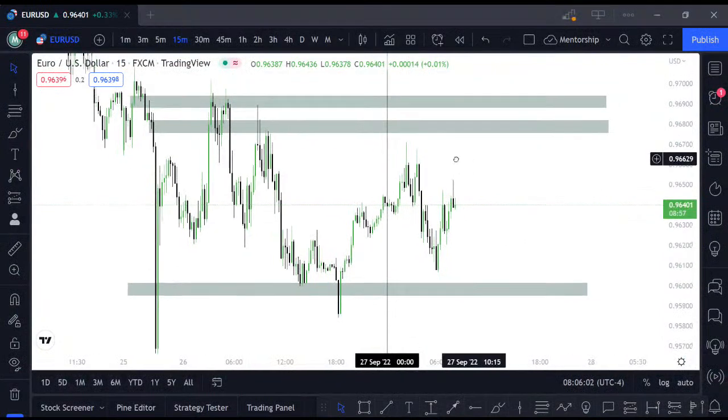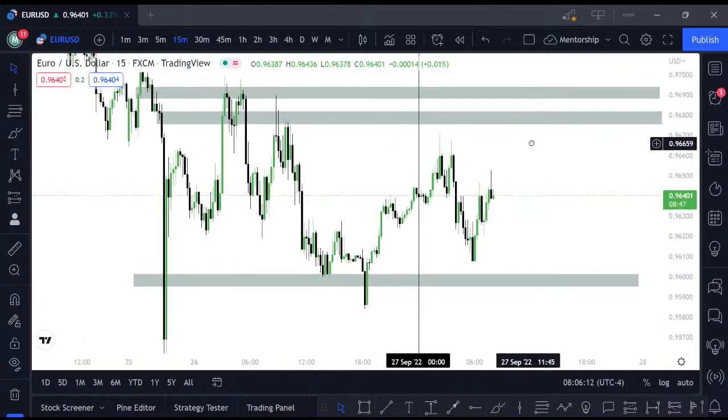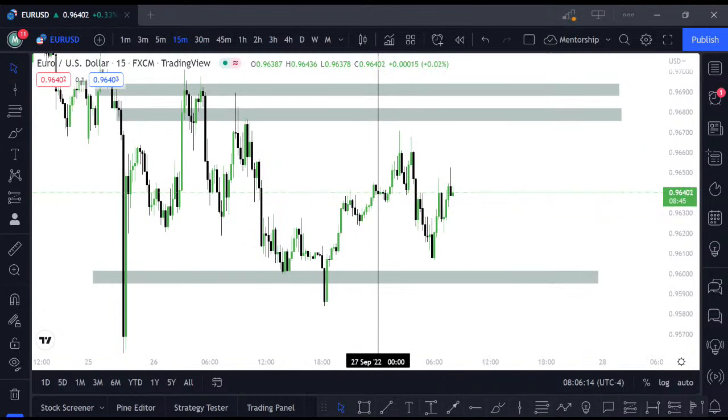Okay, let's proceed. Okay, let's see how we're going to do it. Let's see if we have the news. That's the very first thing that a trader must do. Investing.com. Let's visit investing.com.